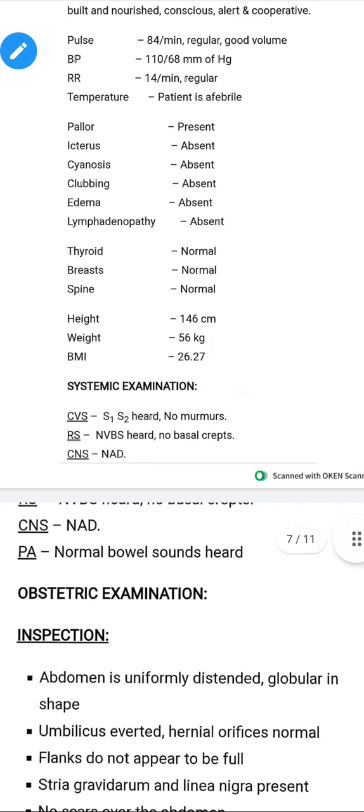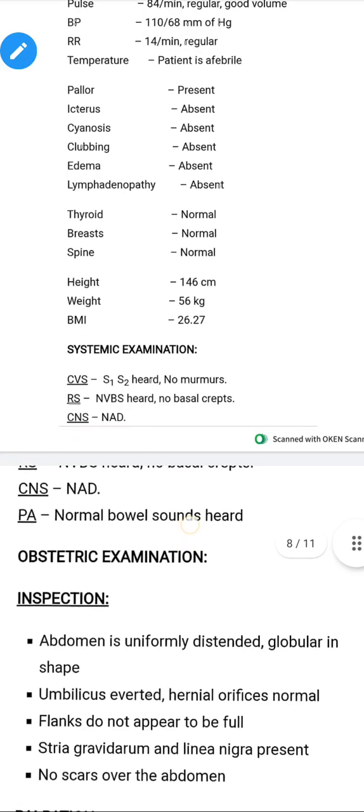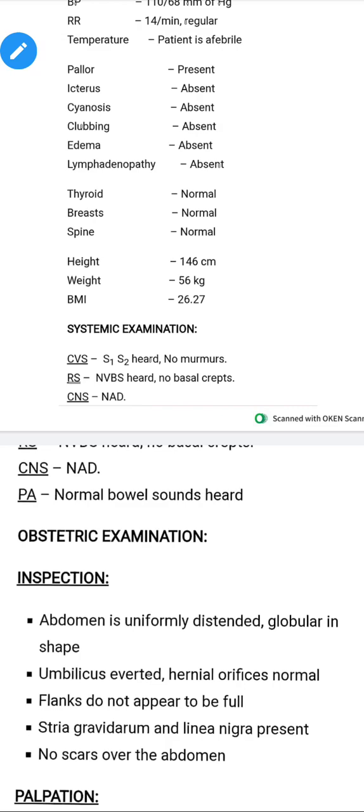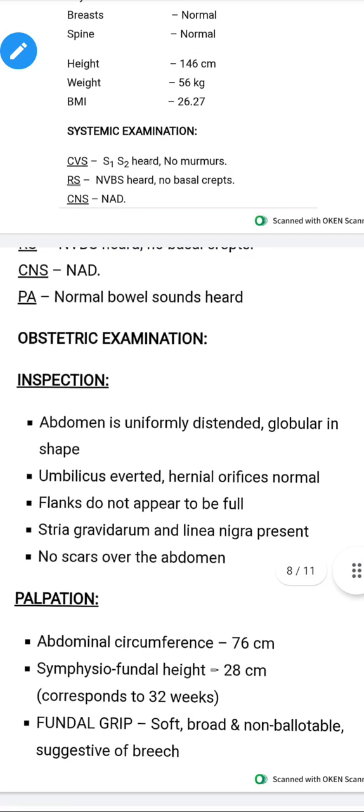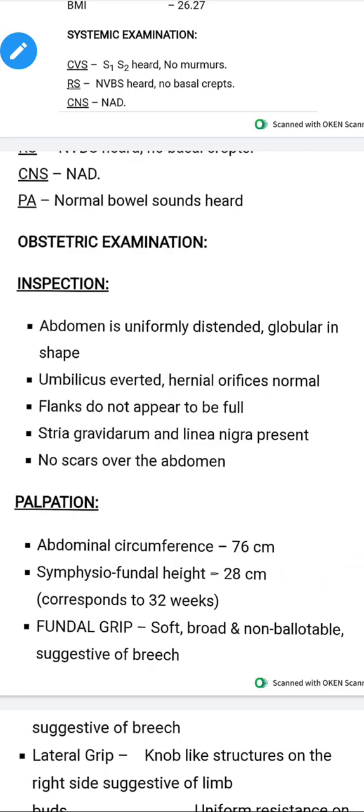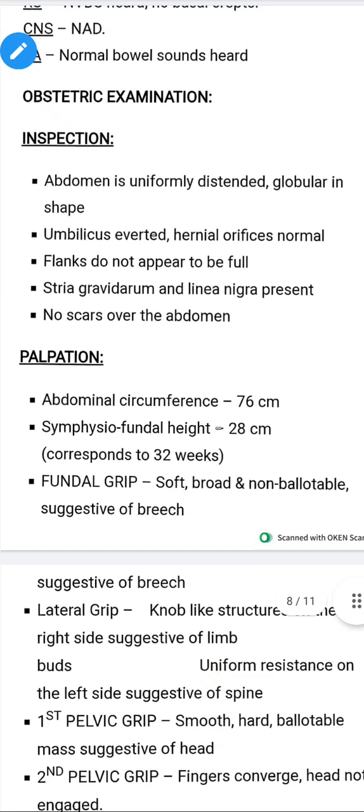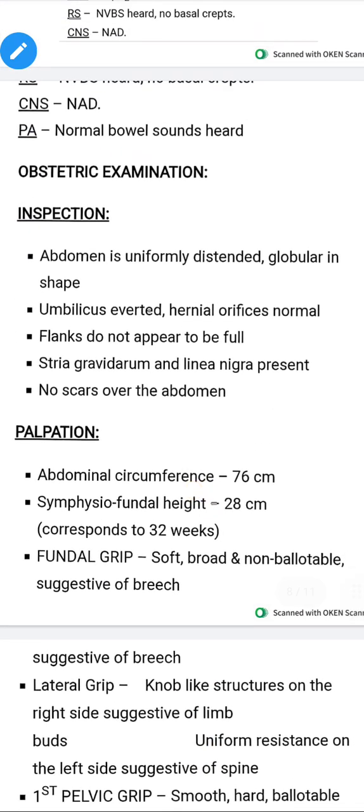On systemic examination, on cardiovascular system examination, S1, S2 heard, no murmurs. On respiratory system, normal vesicular breath sounds heard, no basal crepts, no abnormality detected on CNS examination. Then you have to come to per abdomen, you can say normal bowel sounds heard, otherwise you can leave that. Obstetric examination, this is important that you must know if you are taking any obstetric history. On inspection, we are taking 3 points: inspection, palpation, and then auscultation. On inspection, abdomen is uniformly distended, globular in shape, umbilicus everted, hernial orifice is normal, flanks do not appear to be full, striae gravidarum and linea nigra is present, no scars over the abdomen.